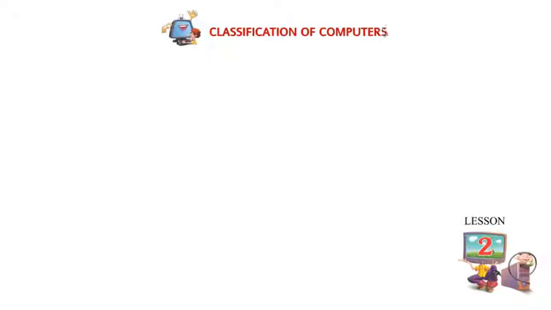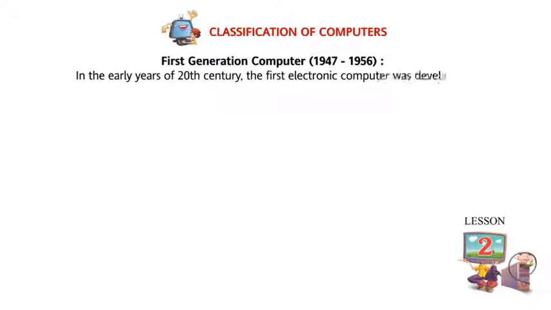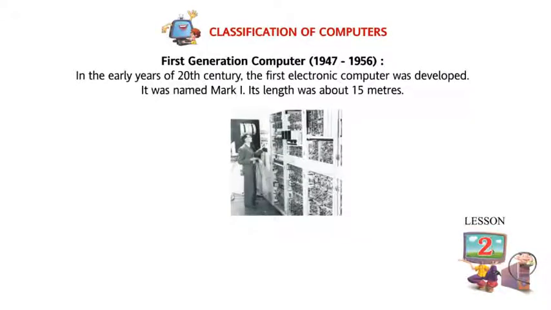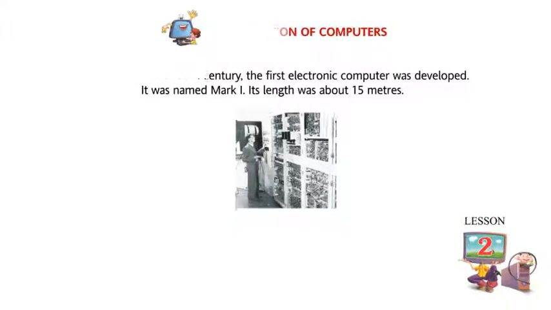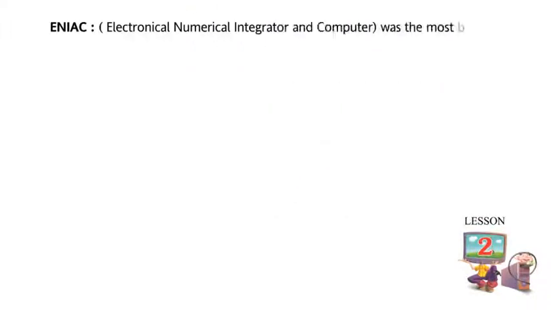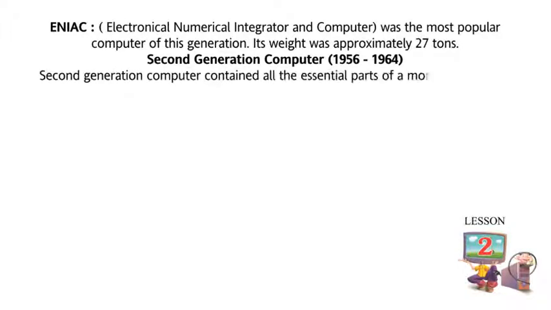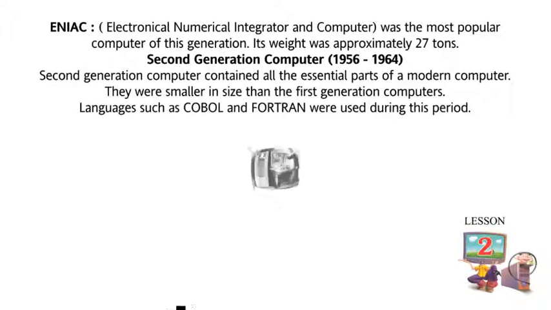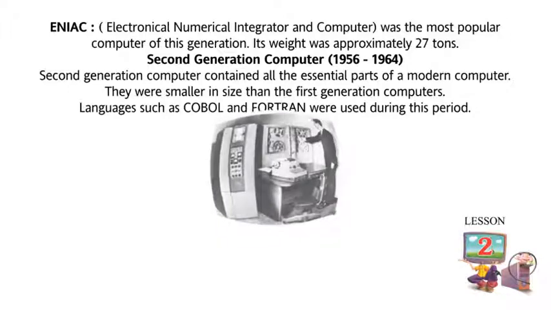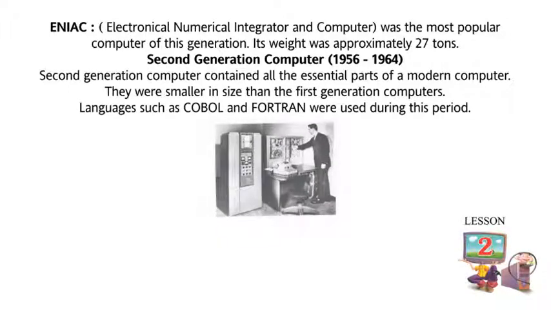Classification of computers. First generation computers, 1947 to 1956. In the early years of the 20th century, the first electronic computer was developed. It was named Mark I. Its length was about 15 meters. ENIAC, Electronic Numerical Integrator and Computer, was the most popular computer of this generation. Its weight was approximately 27 tons.